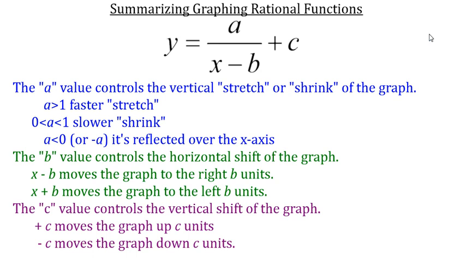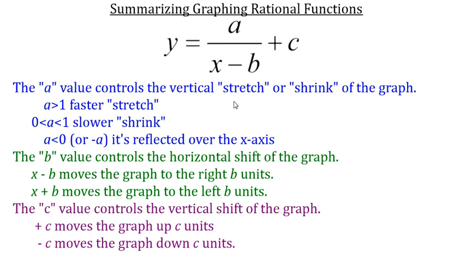We said that things in the numerator in place of a, that controls the vertical stretch or shrink of the graph. So if a is greater than 1, it's faster, so it's stretching it. If it's between 0 and 1, it's slower than it was before, so it's a shrink. And we know if a is less than 0, if it's a negative number, it's a reflection over the x-axis.